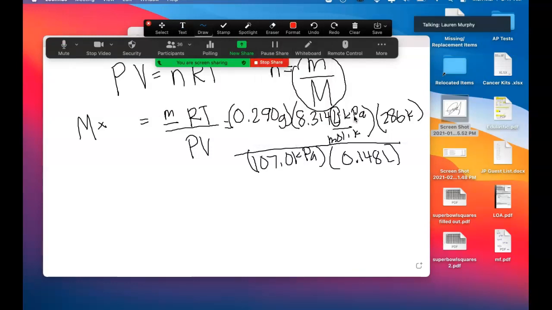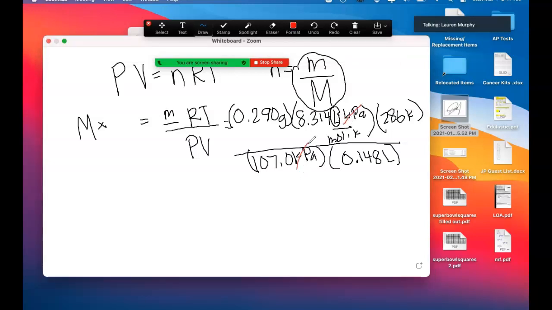Now, let's look at how the units cancel. So look at kilopascals on the top, kilopascals on the bottom. Liters on the top, liters on the bottom. Kelvin up here, and then Kelvin down here. And then we're left with grams divided by moles. Grams per mole. This is the units for molar mass.